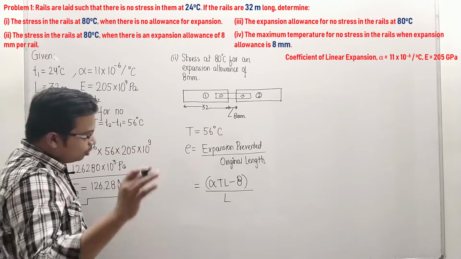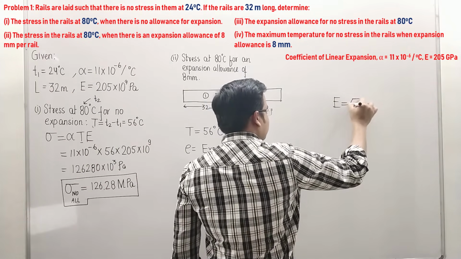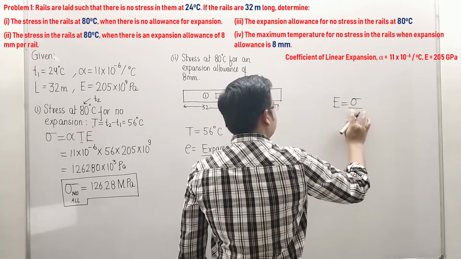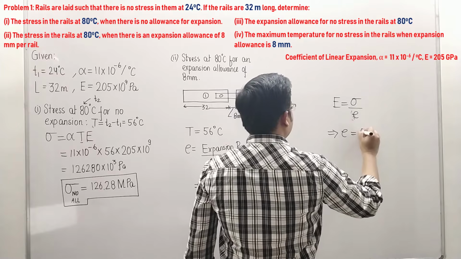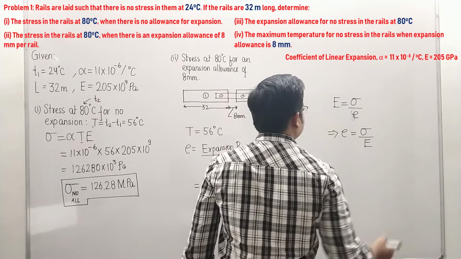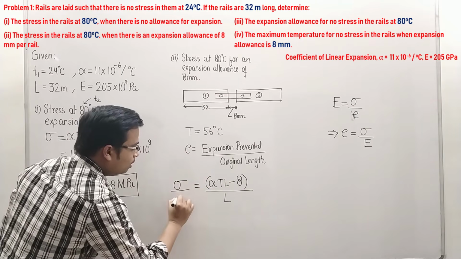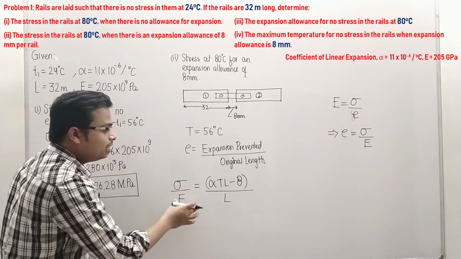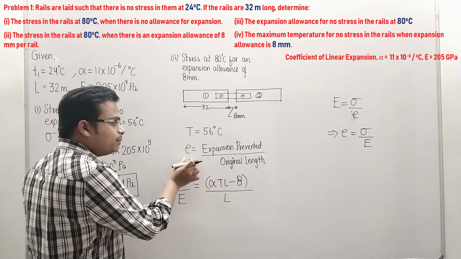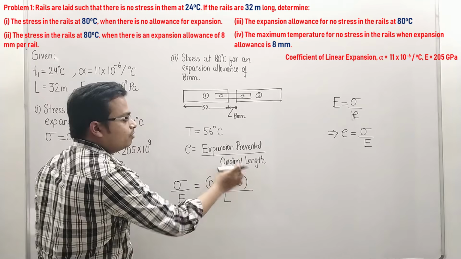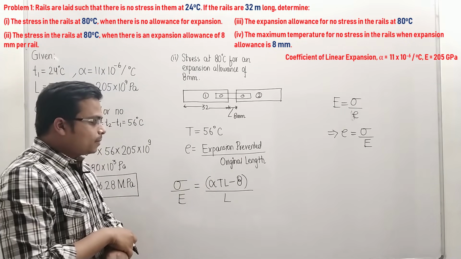L. Now we also know that Young's modulus E is equal to stress over strain. So the strain can essentially be replaced by sigma over capital E. So this is exactly how the equation can be framed. Once again, watch this. The strain is basically the expansion prevented with respect to the original length, right? This is the thermal strain.